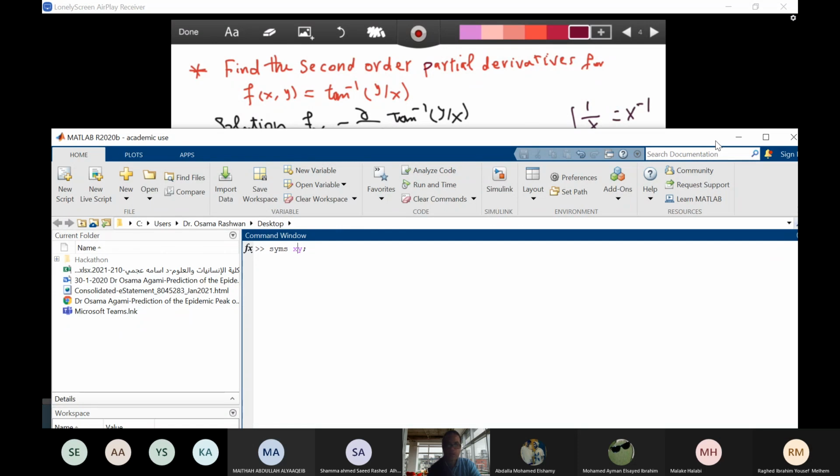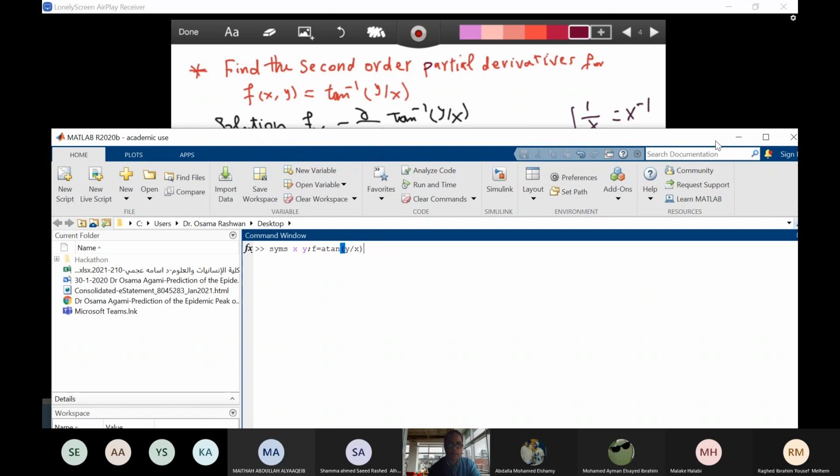Or you can define x and y. And then you can define your function f as what? Tan inverse. How to write tan inverse in Matlab? A tan. A tan, excellent. A tan, what is the angle inside? Y over x, right? Can you try with me, please, in your Matlab mobile app?